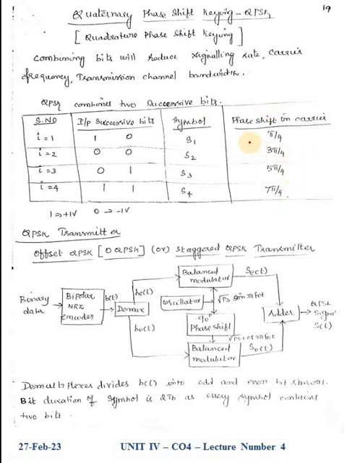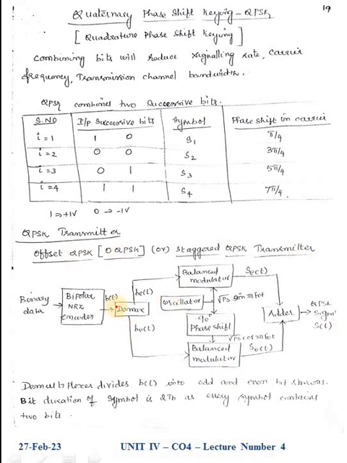So according to the requirement we can choose either quaternary phase shift keying or BPSK. Here also two levels are introduced. There is no change in the amplitude. So 1 means plus 1 volt. If the bit is 0, it means minus 1 volt.